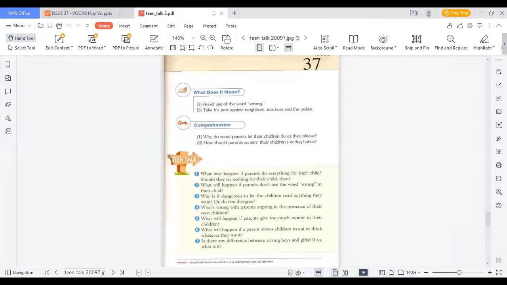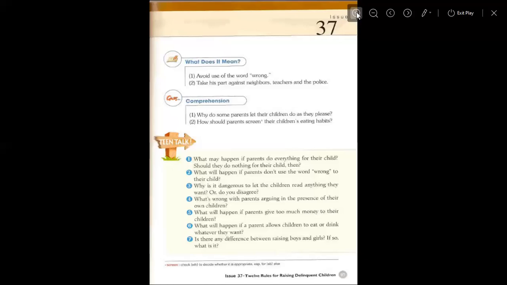Okay, so last time we stopped at how should parents screen their children's eating habits? So we will continue with teen talk tonight, and hopefully we will finish also. Okay, can you see the screen now? Yes. Okay, wait. So we will continue with teen talk, okay? Okay, you can read teen talk number one.